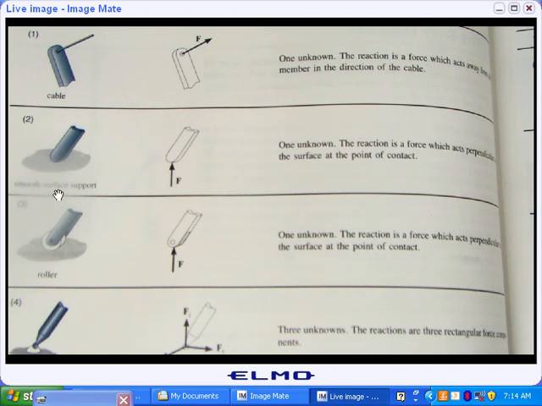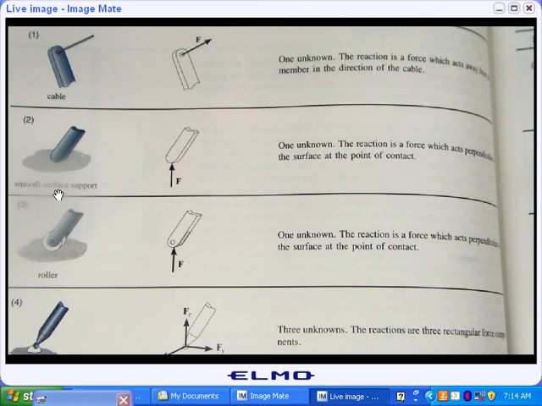Now, this one down here, let me focus that a little bit better so you can actually see. This says smooth surface support right here. A smooth surface support means that the only thing that can happen is a normal force pushing directly up through the bottom of that truss structure. So in other words, once again, we just have a single force that is acting straight up. That is the only way that this can interact.